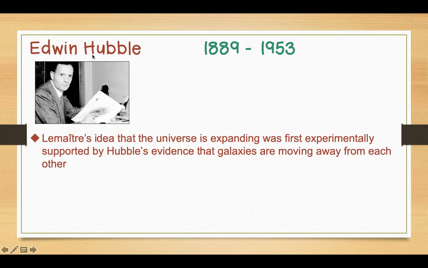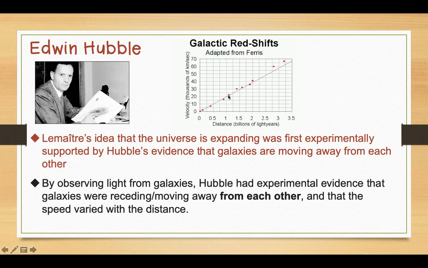So Edwin Hubble took Lemaitre's idea, and Hubble was able to get actual experimental evidence. It's not just a theory anymore, but he was able to use his advances in technology to figure out the speed and distance of galaxies, and then graph it like you just did the other day in class in that assignment. And so by observing light from the galaxies, Hubble now had actual experimental evidence. He had this idea that galaxies are moving away from each other and that the speed varies with the distance. The further the distance, the faster the galaxies are moving.